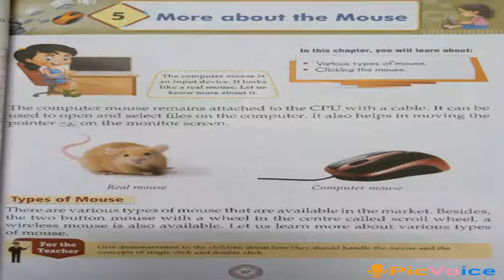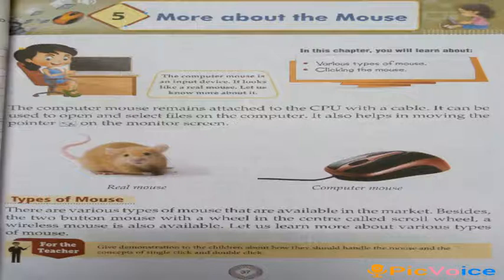More about the mouse. The computer mouse remains attached to the CPU with a cable. It can be used to open and select files on the computer. It also helps in moving the pointer on the monitor screen.